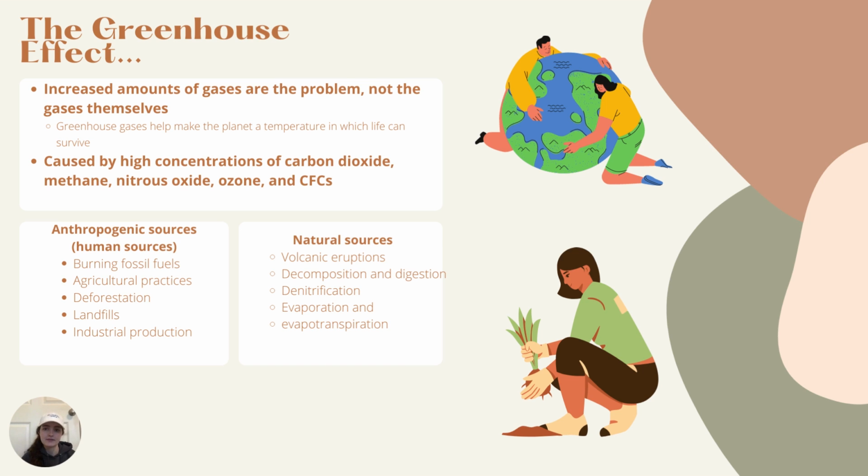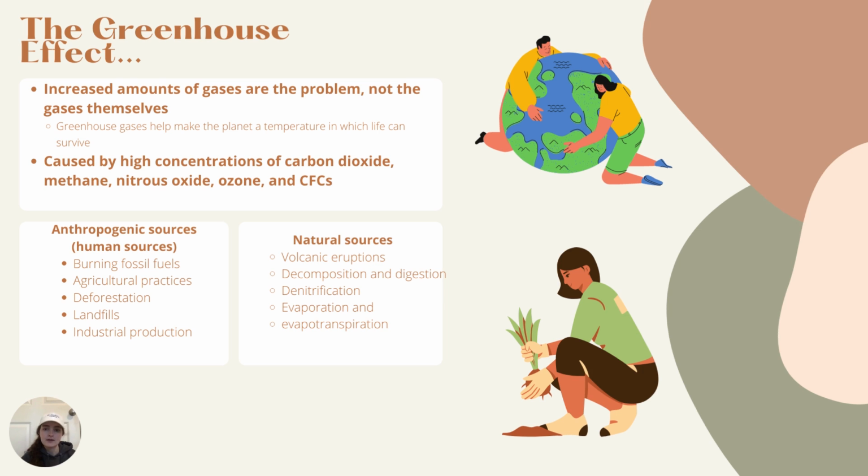Let's go into more specifics about the greenhouse gas effect, just so we know exactly what it is. Although greenhouse gases are causing global warming, it is not the gas itself that causes the problem. The amount of gas that is put out is the actual catalyst. Second, these greenhouse gases are caused by high concentrations of carbon dioxide, methane, nitrous oxide, and ozone.